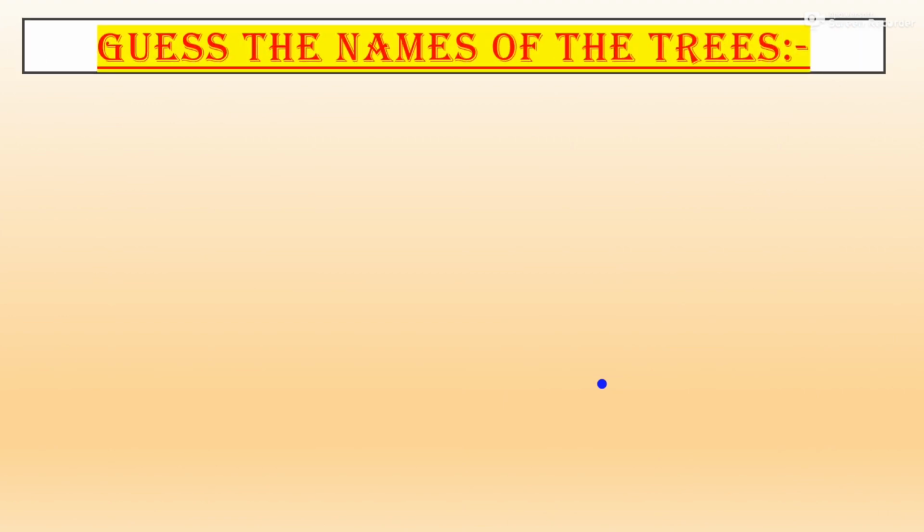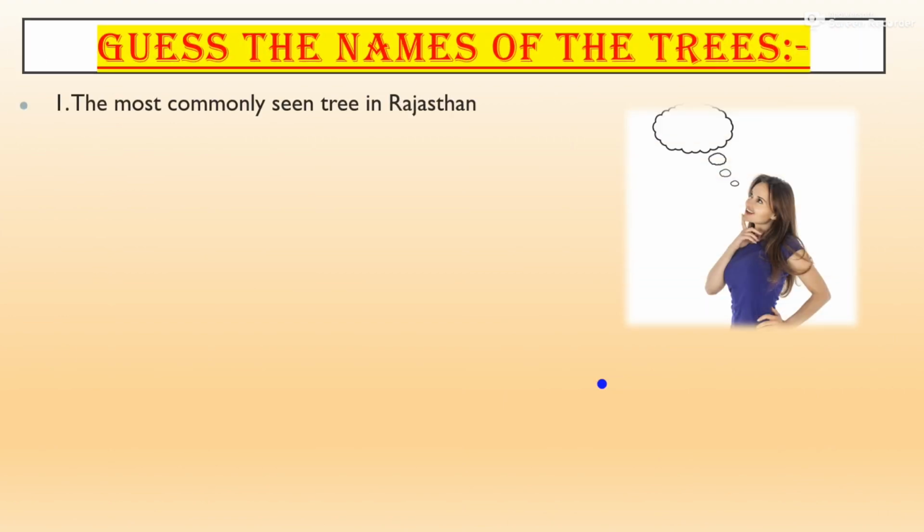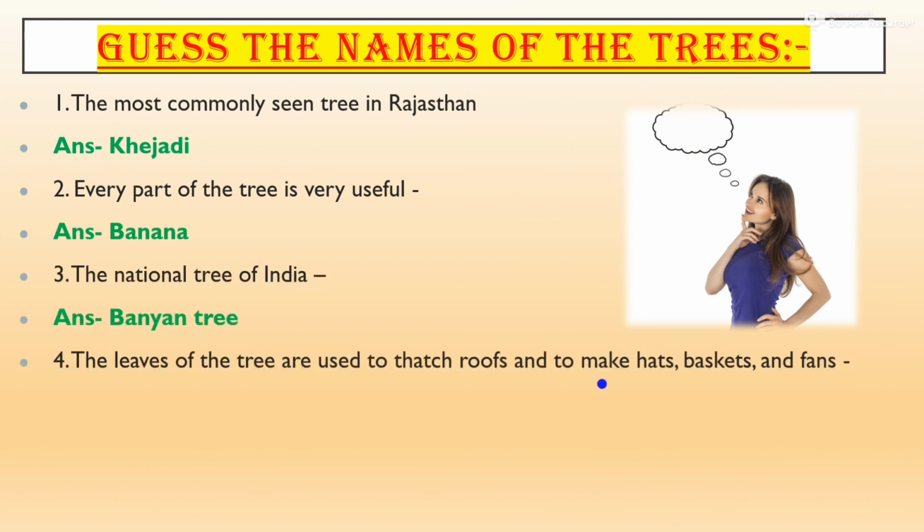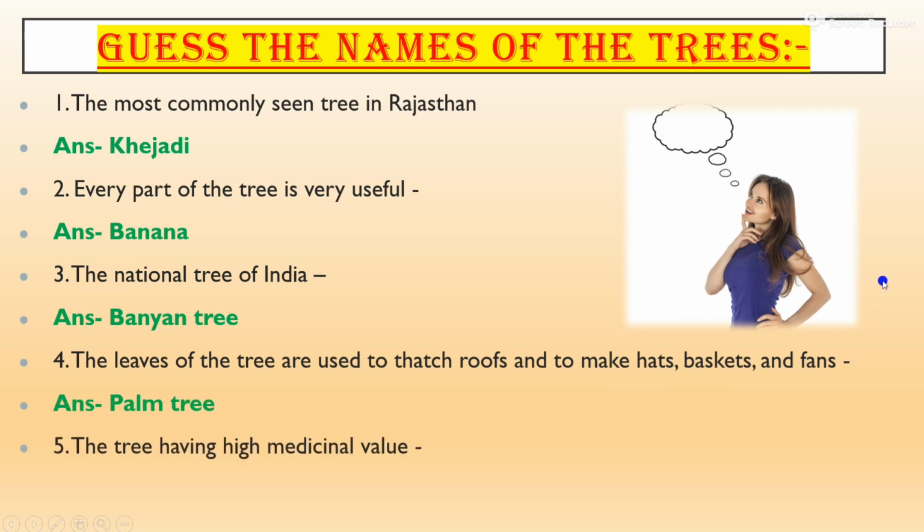Now, guess the names of the trees. The most commonly seen tree in Rajasthan, it will be your Khejri tree. Every part of the tree is very useful. It is your banana tree. The national tree of India is your banyan tree. The leaves of the tree are used to thatch roofs and to make hats, baskets, and fans. This will be your palm tree. The tree having high medicinal value is your neem tree.